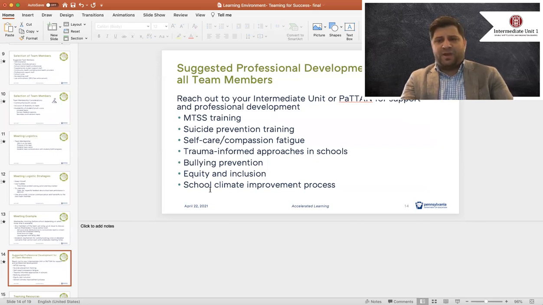Suggested professional development: as you look at creating this learning environment team, or aligning a new team or realigning an existing team, we recommend reaching out to your local intermediate units or PaTTAN for support and professional development. Some of the trainings that can be provided through your intermediate unit or PaTTAN are MTSS trainings, suicide prevention trainings, self-care and compassion fatigue.